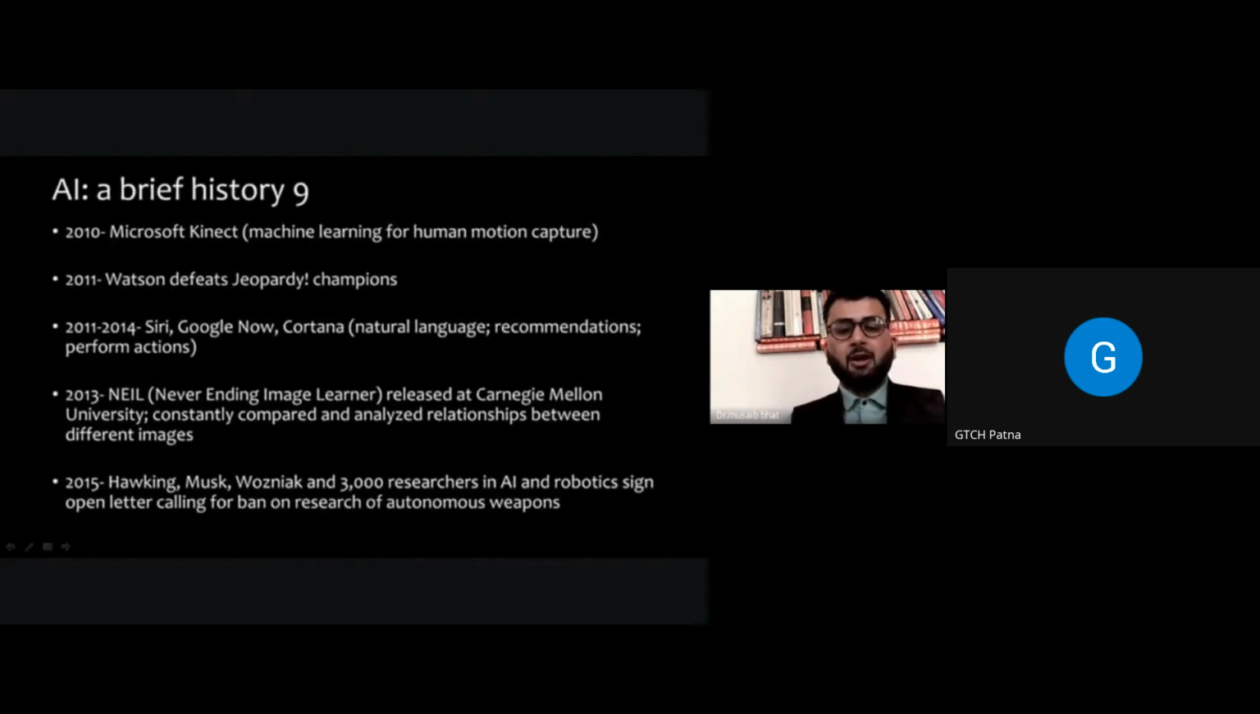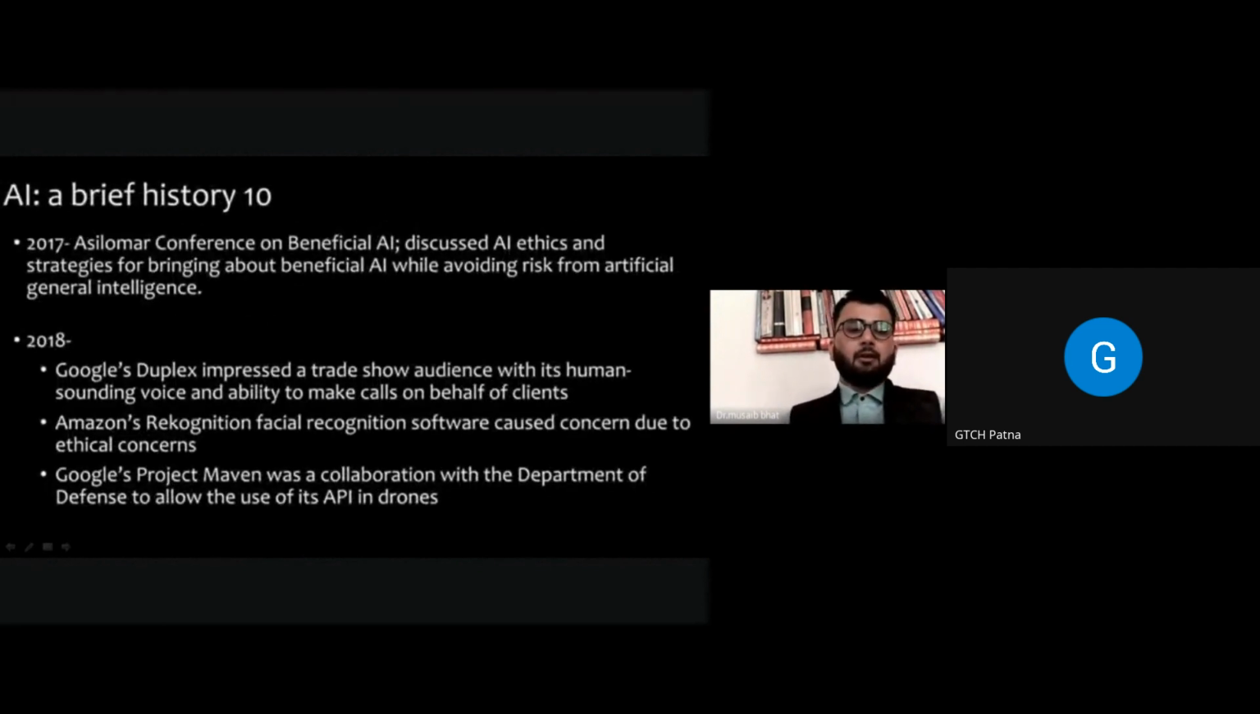In 2015, Hawking, Musk, Wozniak, and 3,000 researchers, including Sam Altman, who is the founder of ChatGPT, signed an open letter calling for a ban on research of autonomous weapons. In 2017, the Asilomar Conference on Beneficial AI discussed ethics and strategies for bringing about beneficial AI while avoiding risk from artificial general intelligence. In 2018, Google Duplex was created.